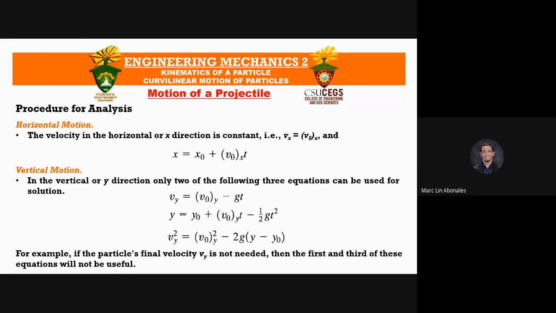So that is how you analyze a projectile motion, or if you encounter a problem that is a projectile motion. If it is projectile motion, it is easier because the formulas are already given. You just remember these equations for the horizontal and the vertical, and then you can determine what the problem is asking for.